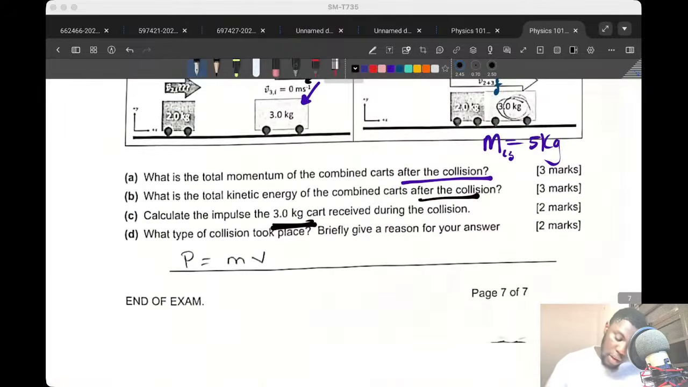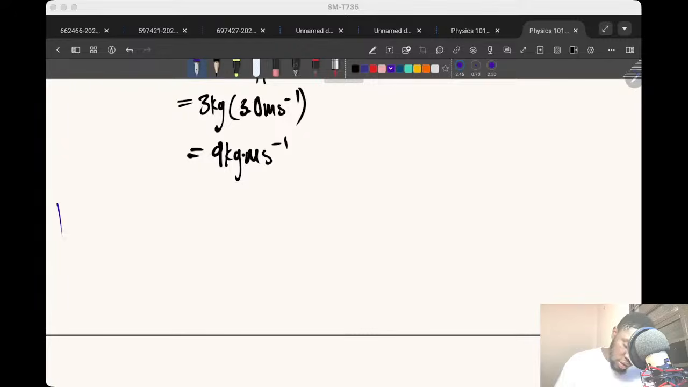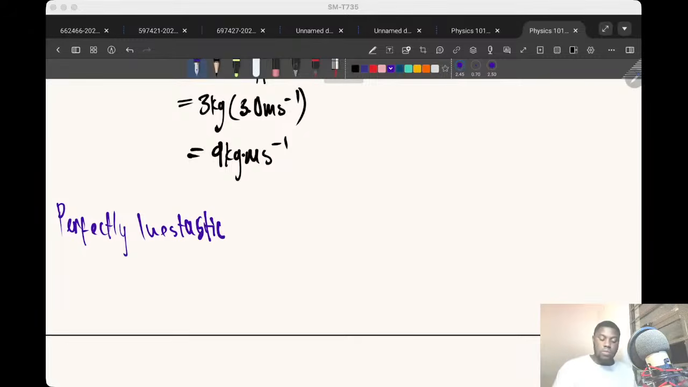What type of collision took place? It's going to be a perfectly inelastic collision. Why is it a perfectly inelastic collision?